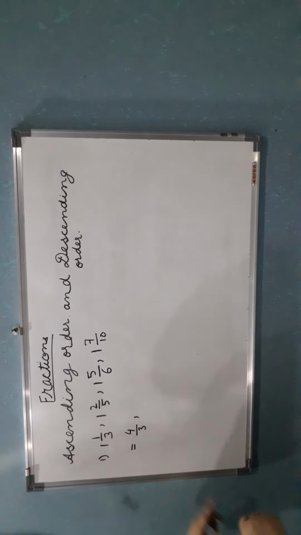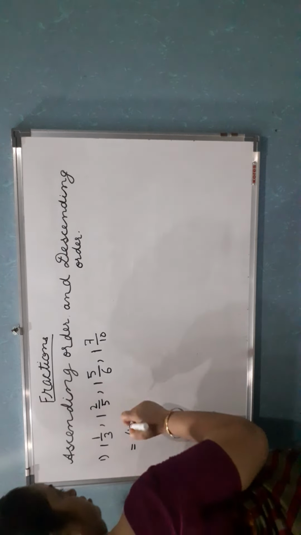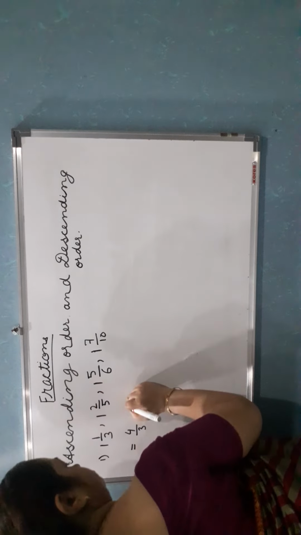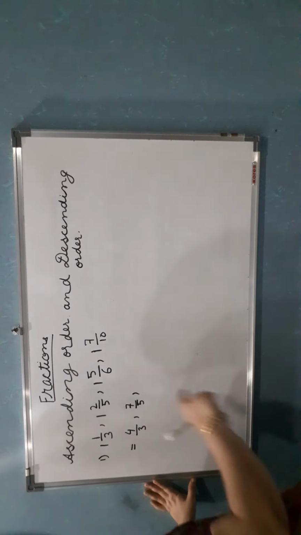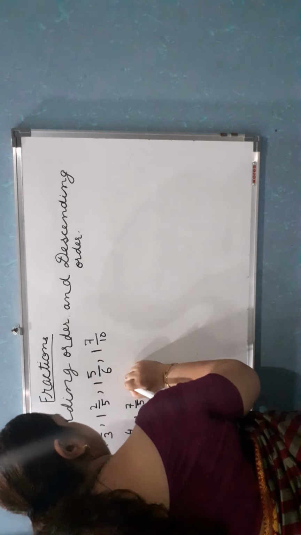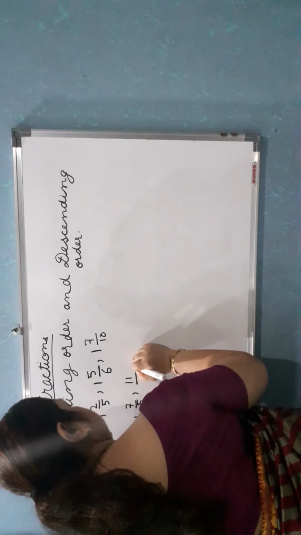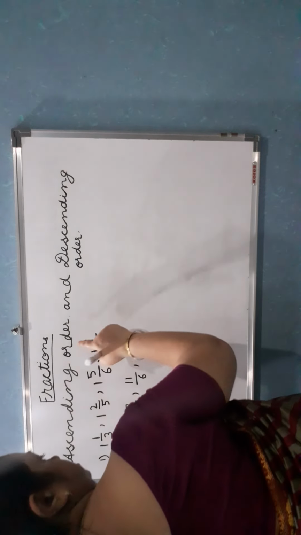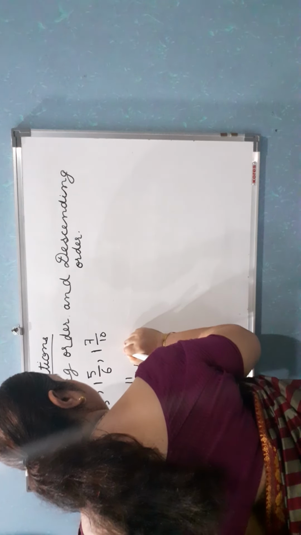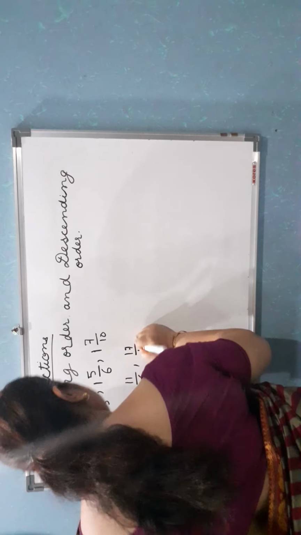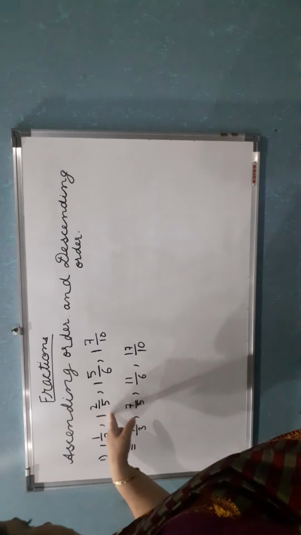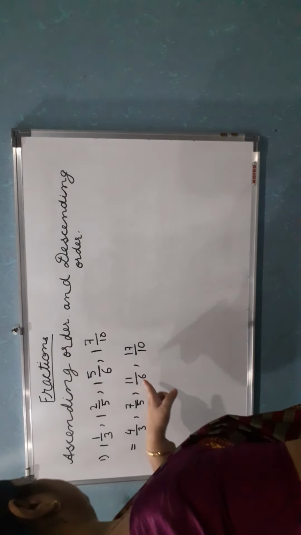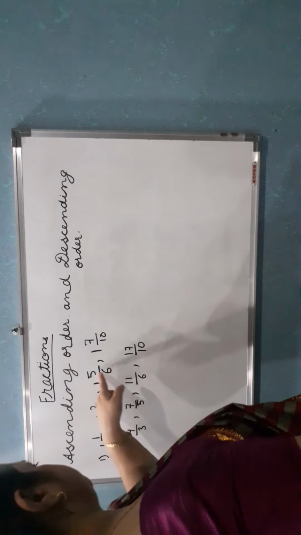I have taught you how to convert the mixed fraction. Then 5 ones are 5 plus 2, 7. Then 6 ones are 6 plus 5, 11 by 6. And 10 ones are 10 plus 7, 17 by 10. So let me check once. 3 ones are 3 plus 1, 4. 5 ones are 5 plus 2, 7. And 6 ones are 6 plus 5, 11. And 10 ones plus 7, 17.